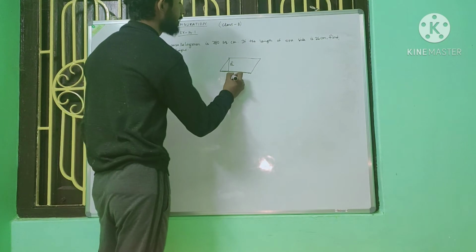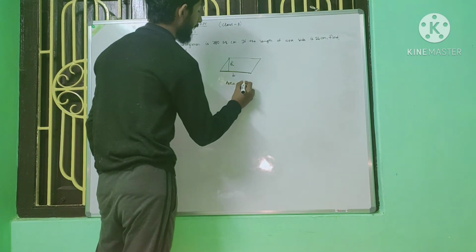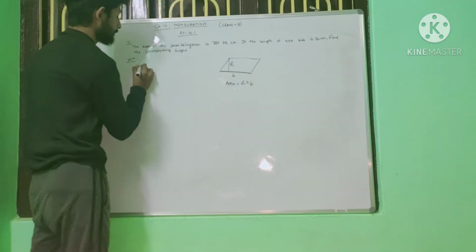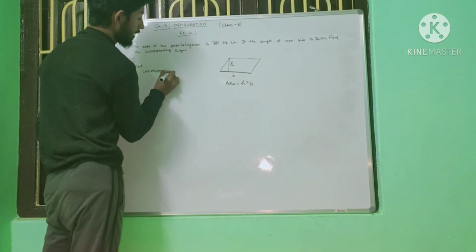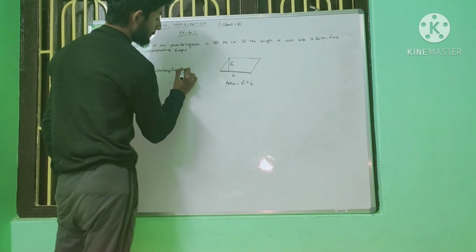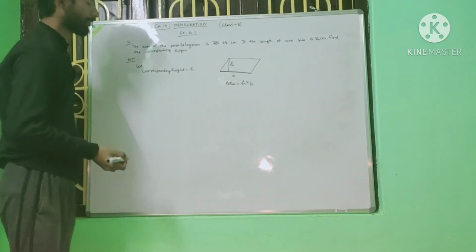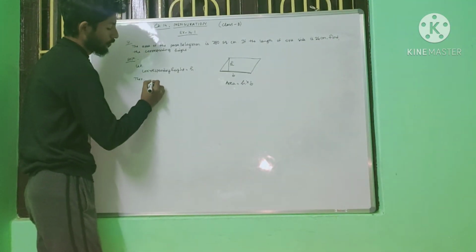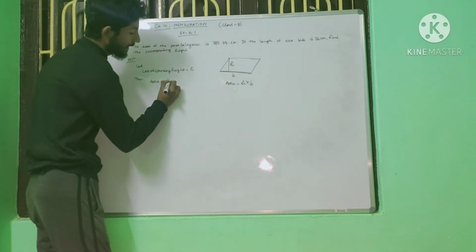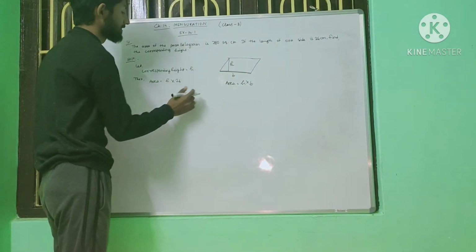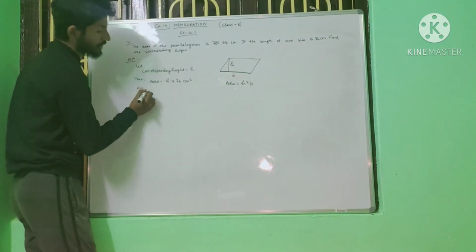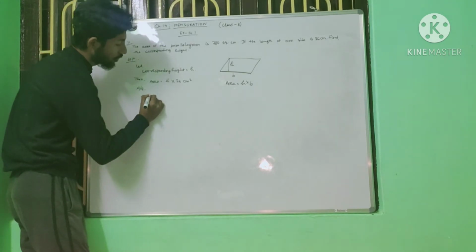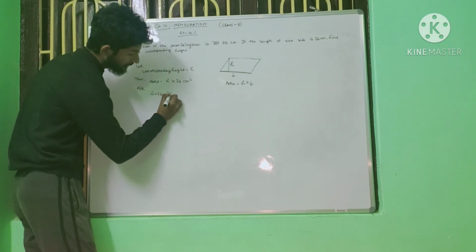And what do you know that? We know that area is height into base. So let corresponding height be h. Okay, then what can you write? We write area equals to h into 26, because the length of one side is 26. That means this one is 26. Now it is centimeter square. Now according to the question, it is given 780. So h into 26 equals to 780.